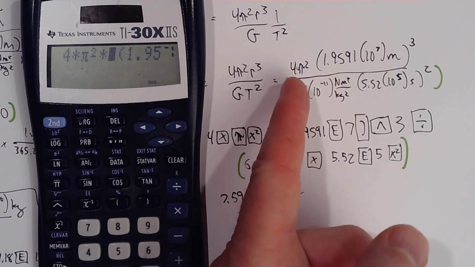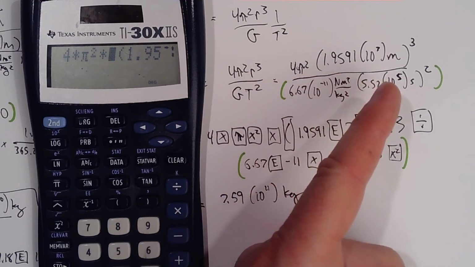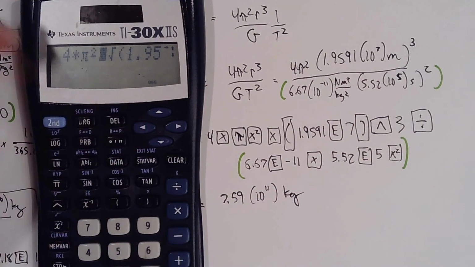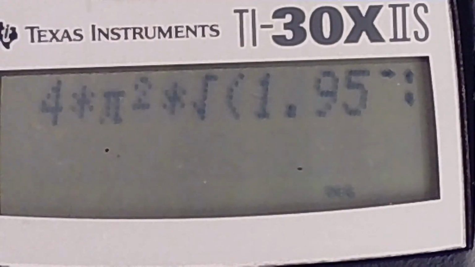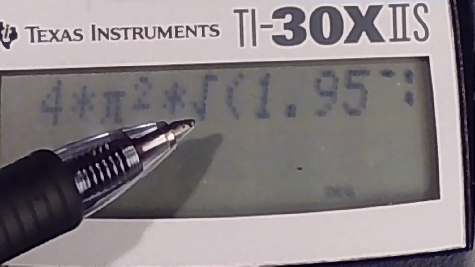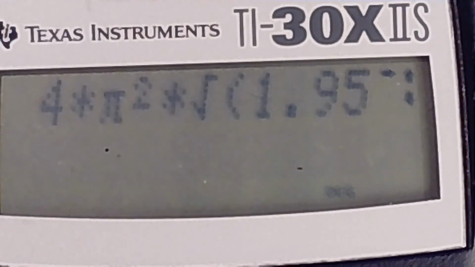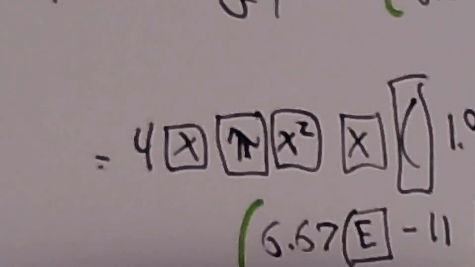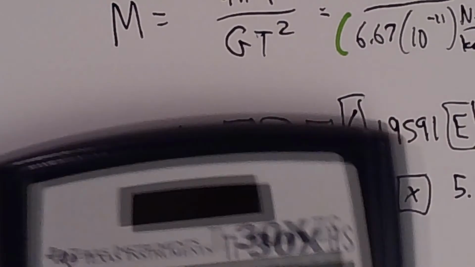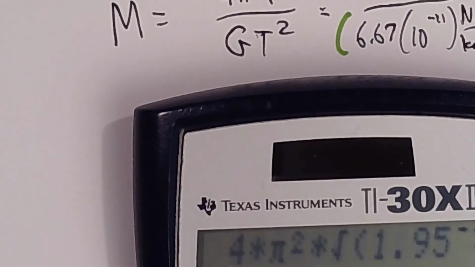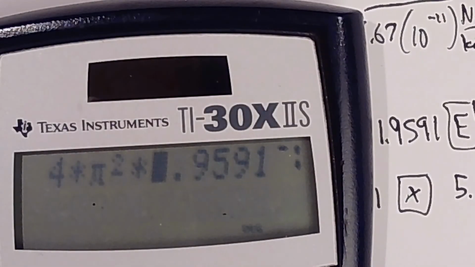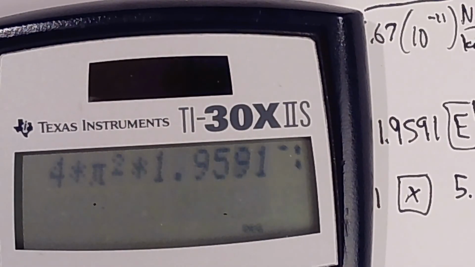So when we plugged in 4 pi squared times the quantity of 1.951 10 to the 7th meters cubed, I put a square root in there. So I dropped a square root into this calculation, and there is no square root in the calculation at all. So I just simply made a mistake when I was typing it in. So sorry, that's not more exciting than that. I'm going to clear that little guy out of there.